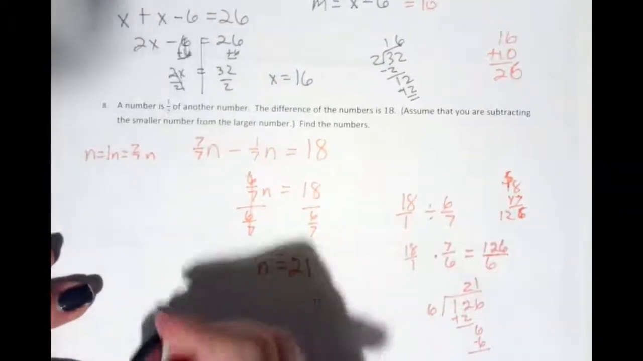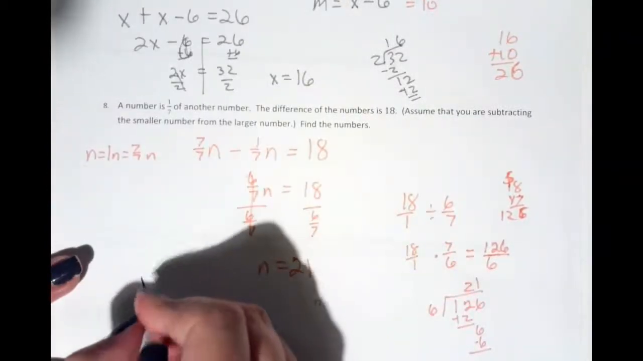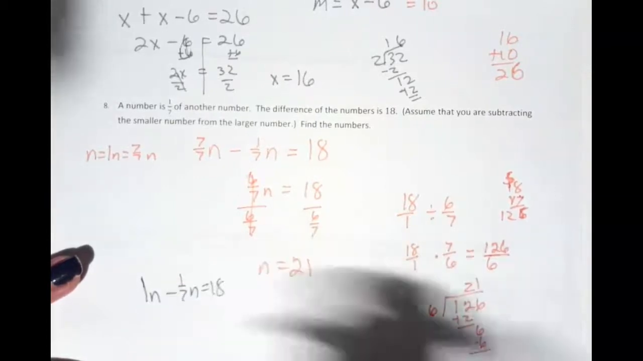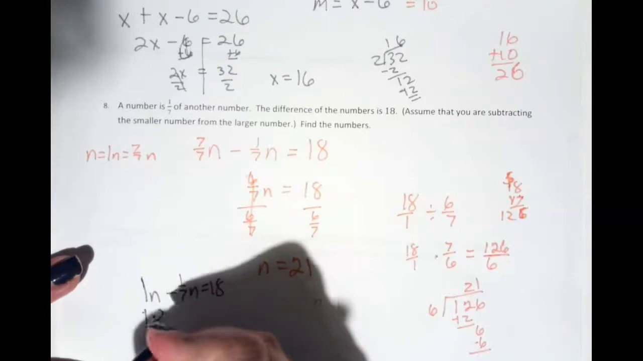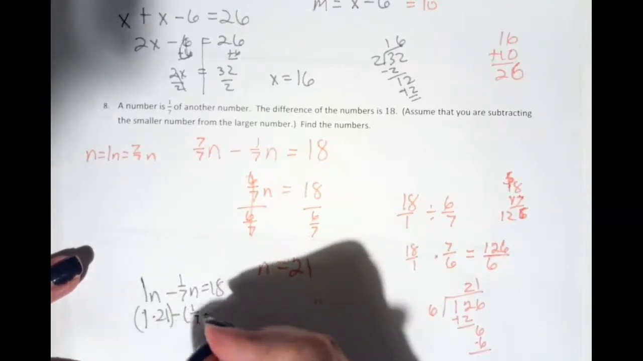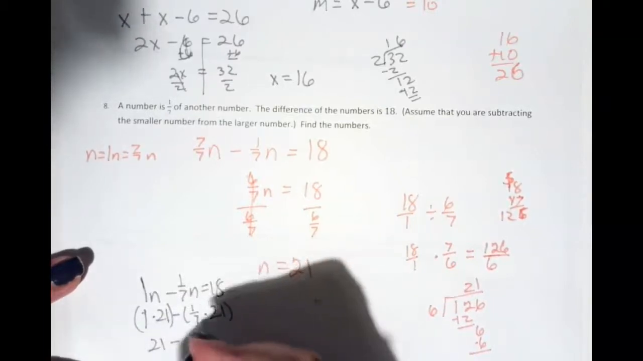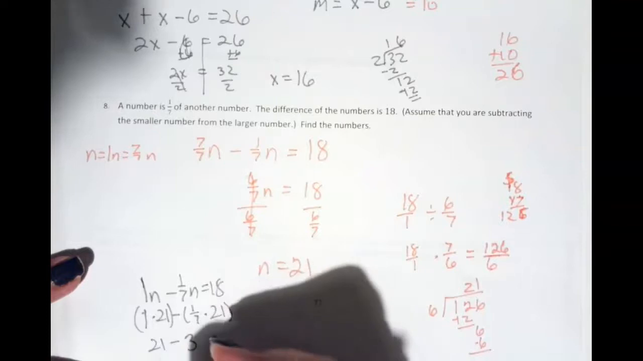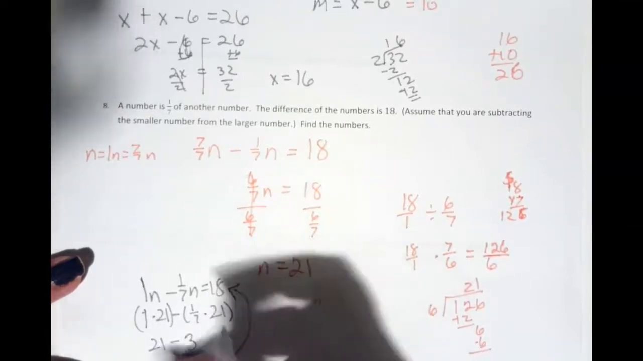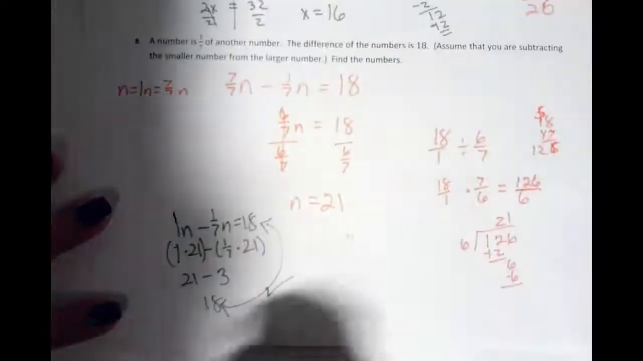Okay. So if the number is 21, I'm going to plug it back in to double check myself. 1n minus 1/7 n is supposed to equal 18. So 1 times 21 minus 1/7 times 21. So 21 minus 3 is 18, which is what it was supposed to be. So that did check.